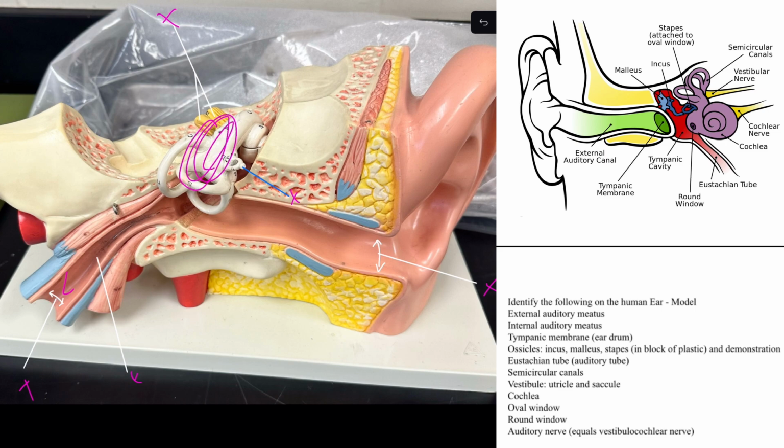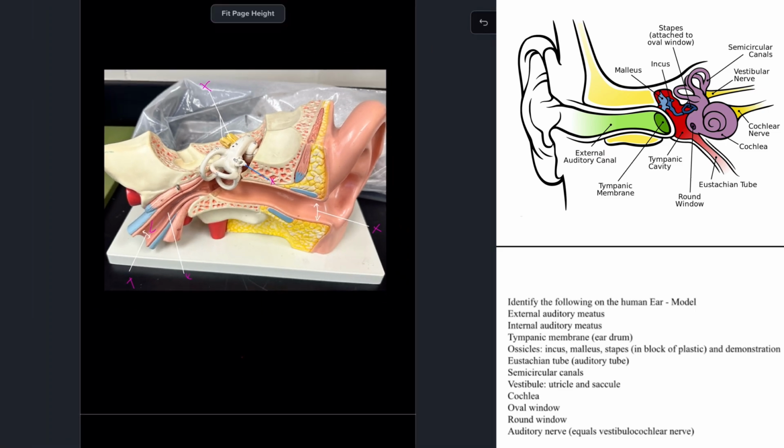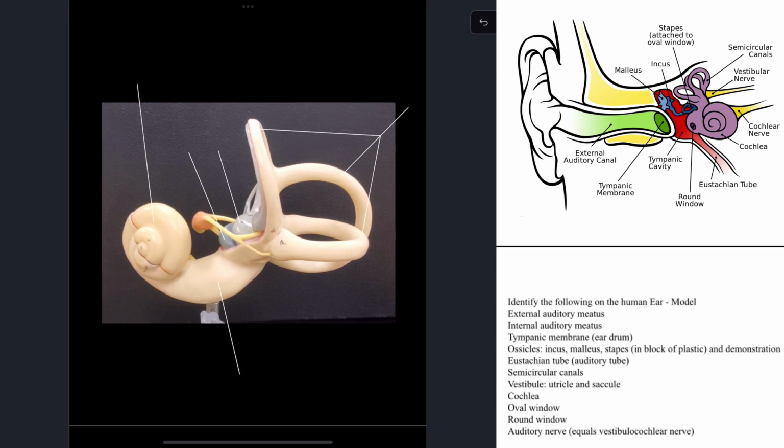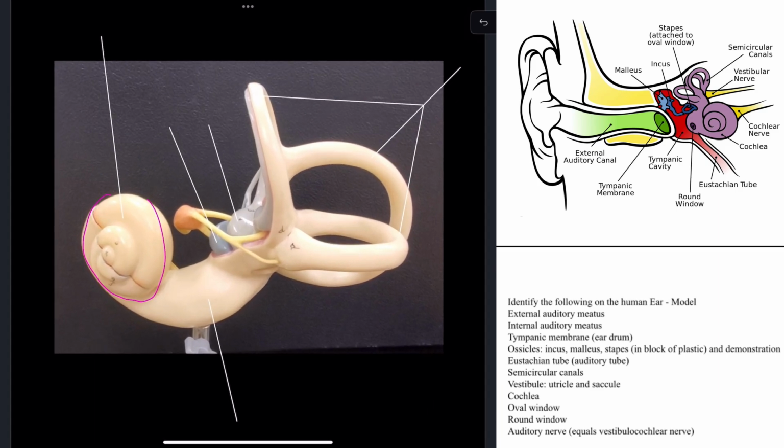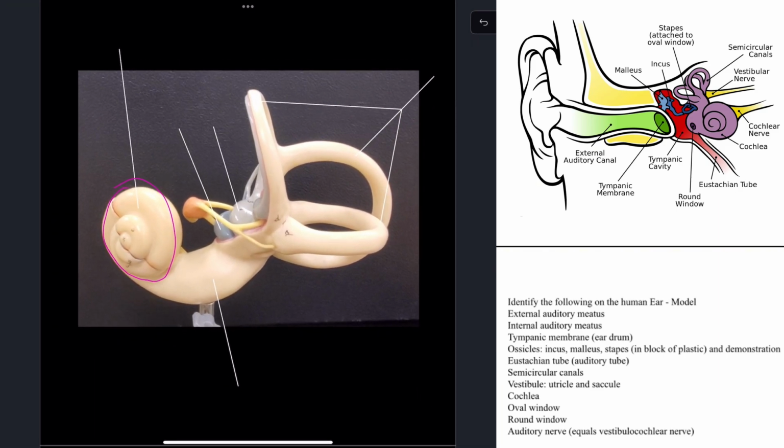Okay, I'm gonna go over this big old structure right now. Oops, dropped my Apple pen. Okay. So this snail-shaped thingy right here. Actually, okay, before I go over it, this model right here I found on YouTube. It looks fairly similar to the one that she has in the lab. So yeah. So again, this right here is the cochlea.